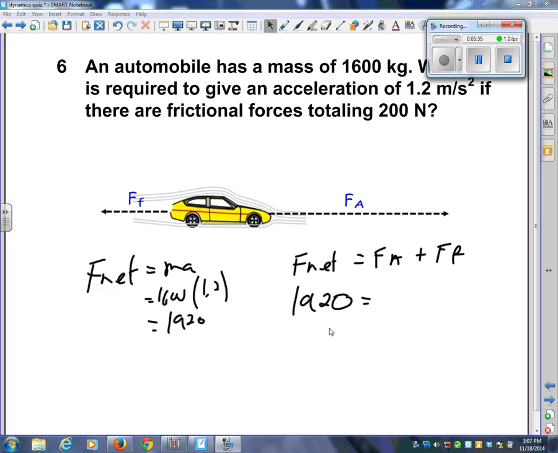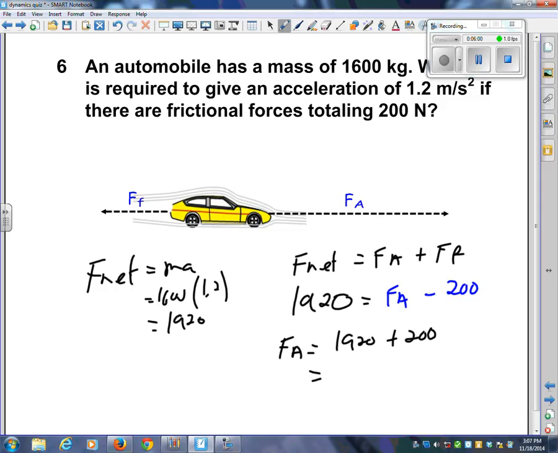The net force is 1920. You are solving for the applied force. My friction force is minus 200, and I know, Nate, you did this right. And then you took that minus 200, you went over there, and you left it as minus 200, didn't you? Wow, we're close. Just do the math properly, man. 1920 plus 200. 2120.